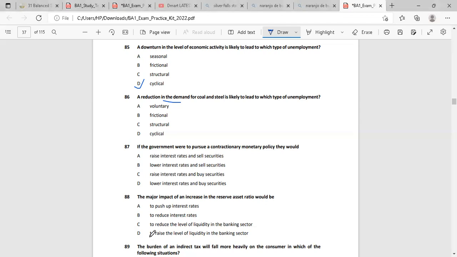Otherwise the work was related to coal and steel, but now the demand for coal and steel has reduced. So there are structural changes that are happening. Because of that, all those people associated with these things will not find any jobs. That is unemployment which is structural, because of a change in the structure, or the way in which the work was carried out. So it is structural.